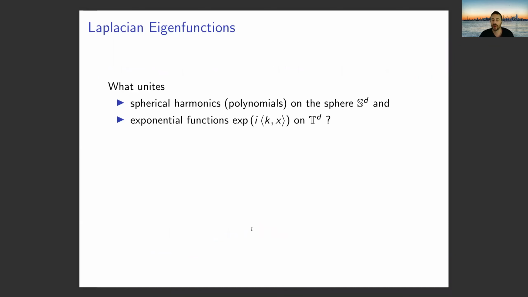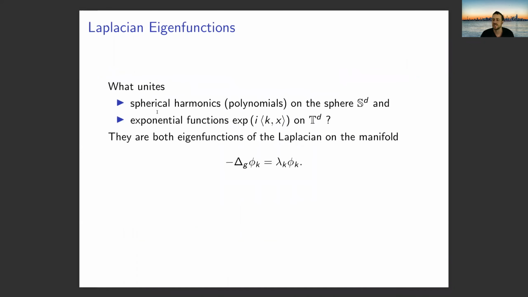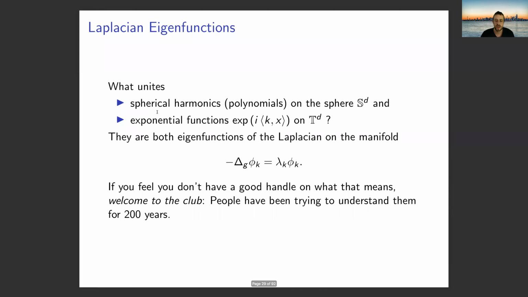Okay, so now you could generalize even more, right? And you could ask yourself, what do these two examples have in common? What are the spherical harmonics on the sphere and the trigonometric functions on the torus, what do they have in common? Well, they're both eigenfunctions of the Laplacian on the manifold, right? One could really argue that eigenfunctions of the Laplacian are the canonical low-frequency basis on any given manifold. Now, if you don't feel like you have a good idea what this means, welcome.